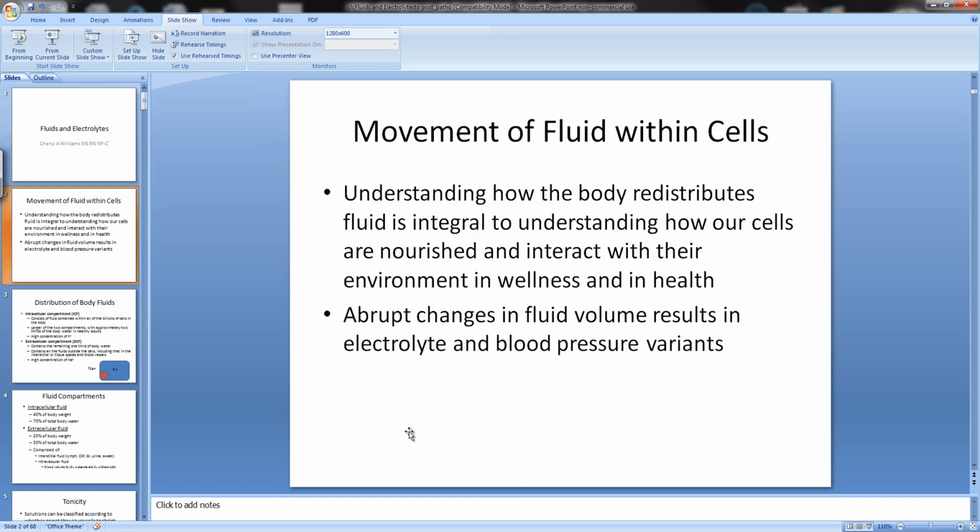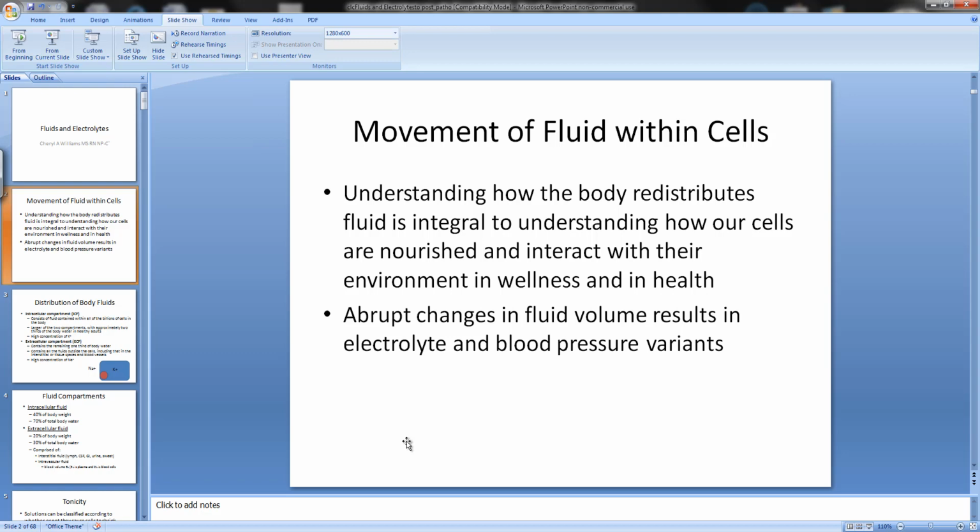Why is it important to understand the movement of fluid within cells and among cells? Well, it's fundamental to understanding pathophysiology. It's critically important to understand how fluid is integral to how our cells are nourished and how they interact with the environment in wellness and in health. So oftentimes we'll look at a normal physiological event, and then we'll see how disease alters that normal physiological event. And then even at times we'll talk about some pharmacology.